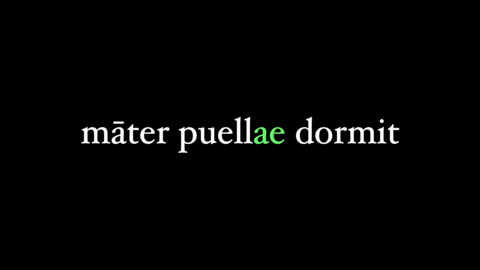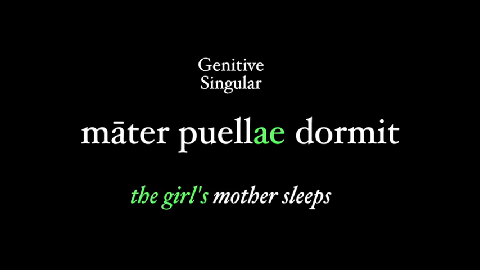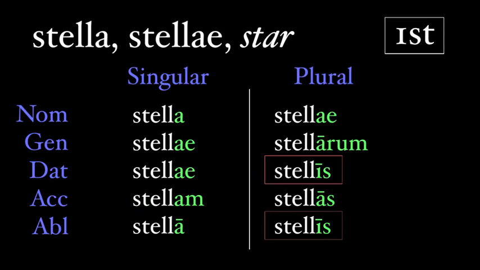And finally, there's mater puellae dormit, where puellae can't be a nominative plural since dormit is singular, and so the nominative must also be singular, mater. A dative doesn't make sense here. The mother sleeps to or for the girl, and so the genitive is the only real option. The girl's mother sleeps.